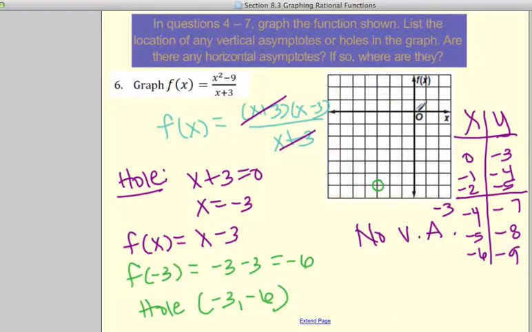So I have 0, -3, -1, -4, -2, -5. That's my hole. And then I have -4, -7. And these ones don't fit on my graph. But if you look, this one's just going to form a line.